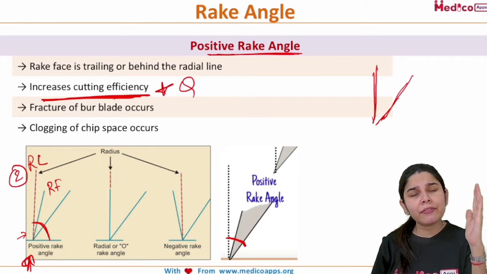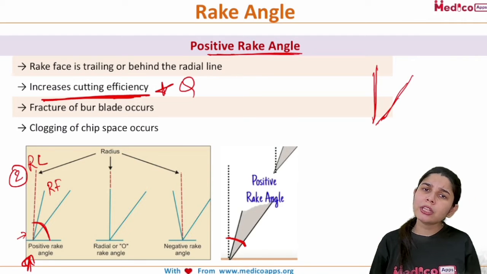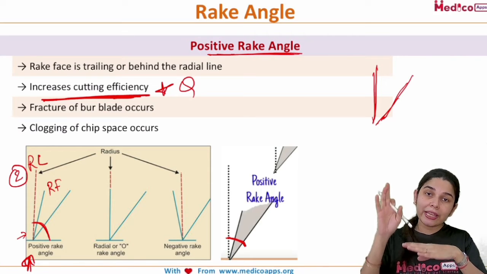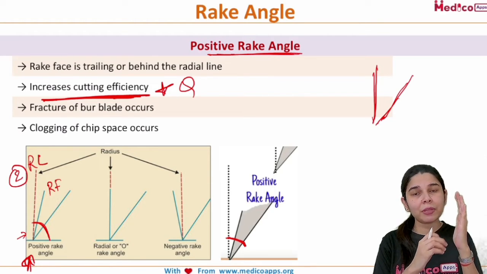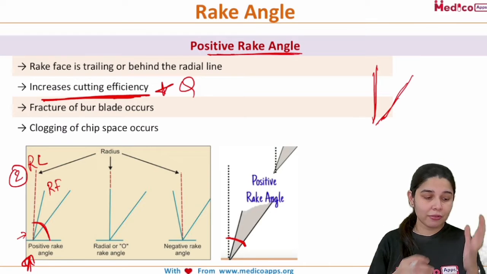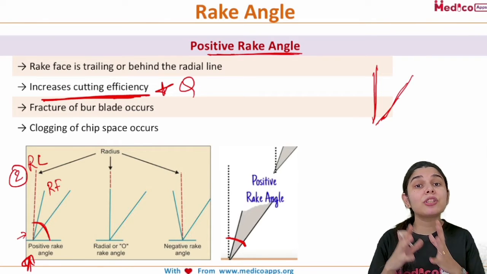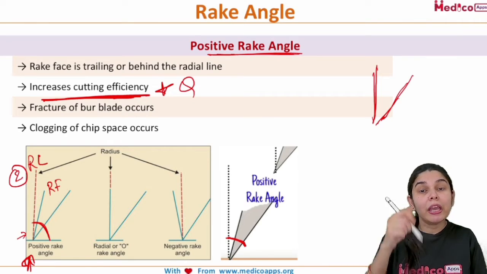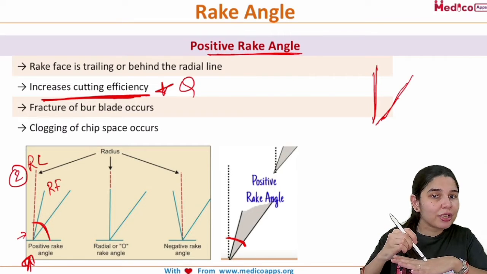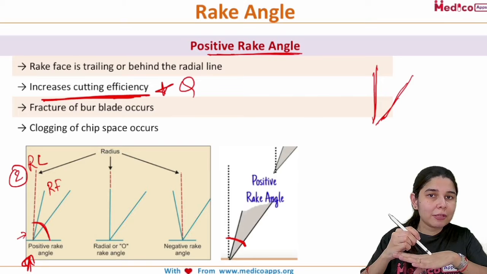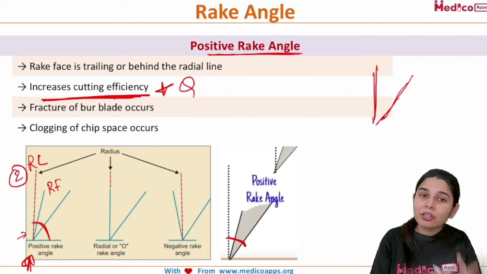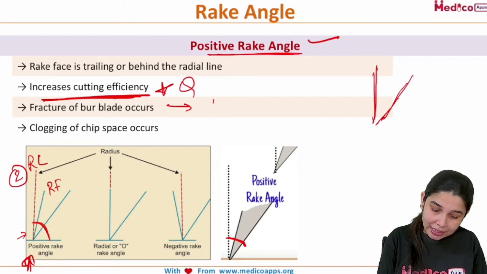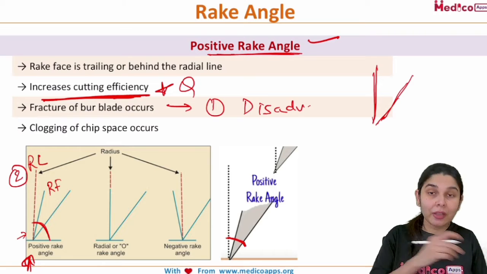Now what was the negative rake angle doing? It was just scraping off. But what is the positive rake angle doing? Definitely, as I have just mentioned, it is cutting off. Now is there more risk in just scraping off something or more risk of instrument fracture when we are cutting something? Definitely there is more risk when we are cutting something. There is more risk of fracture of that instrument if we are cutting. That means more pressure is being applied, more efficiency is being applied while cutting. So the risk of fracture of the bur blade is more with a positive rake angle, and this is the first disadvantage of the positive rake angle.